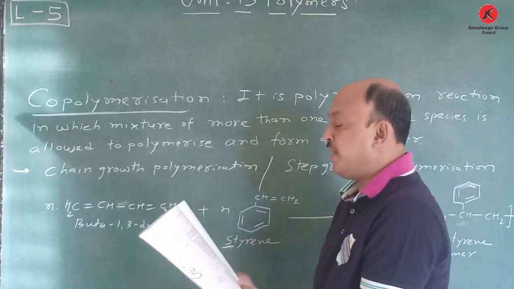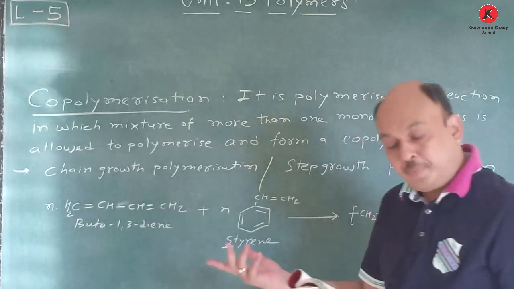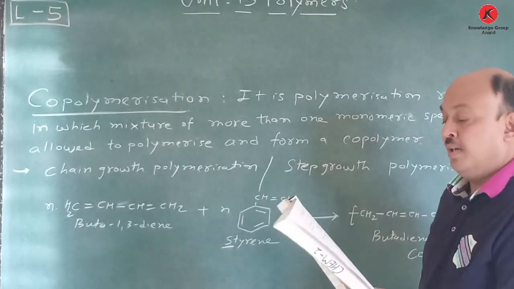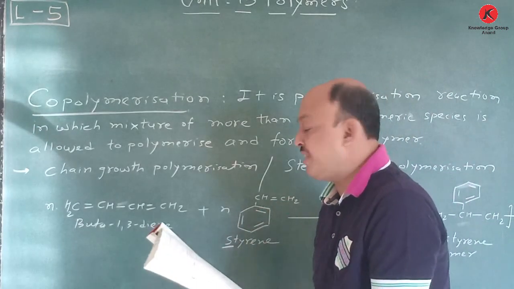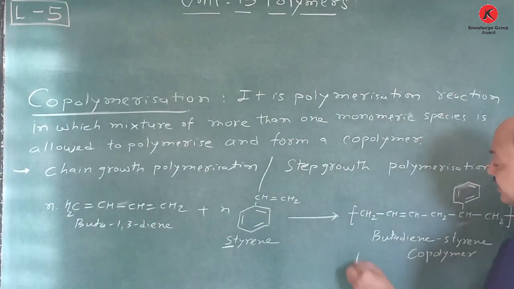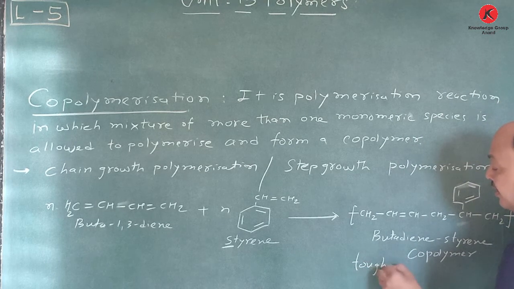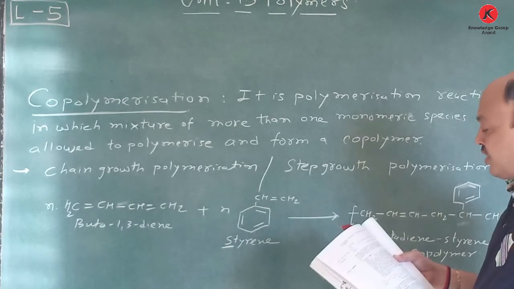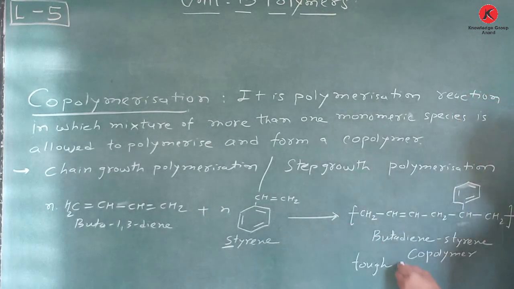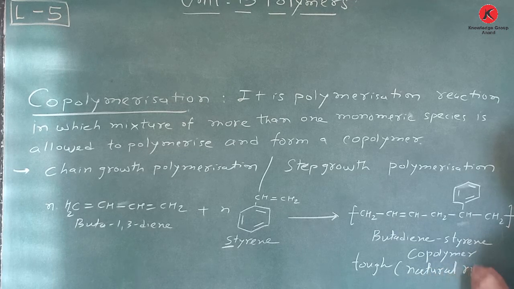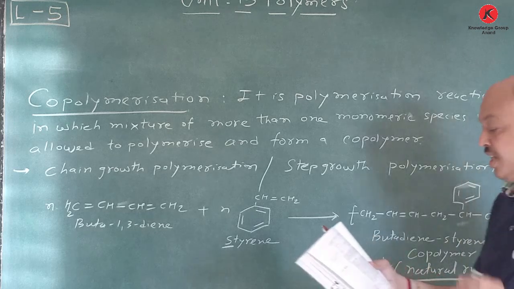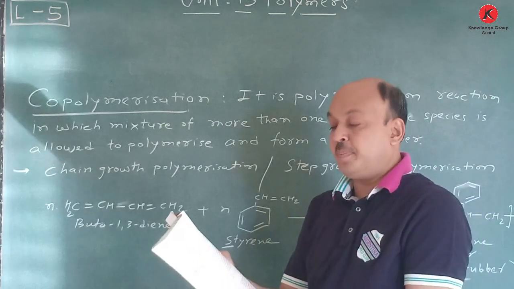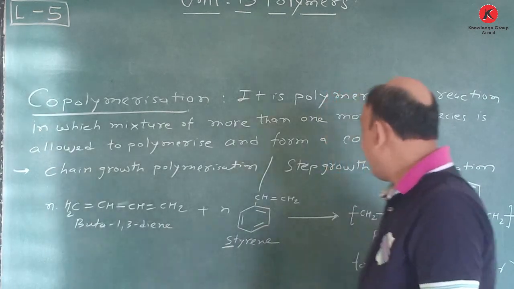Copolymers have properties quite different from homopolymers. For example, butadiene-styrene copolymer is quite tough and is a good substitute for natural rubber. It is used for the manufacture of auto tires.